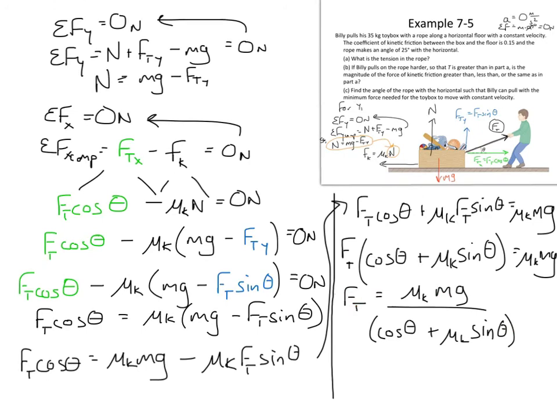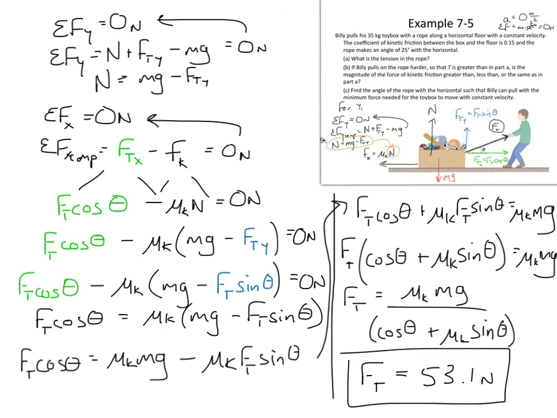All right, assuming you plugged in all your values correctly and you did the right order of operations, hopefully you get the same thing that I get, and I get the tension force that Billy has to apply is 53.1 newtons. That's what we get. So that's assuming you plugged and chugged and did that all correctly. So that's Billy's toy box.